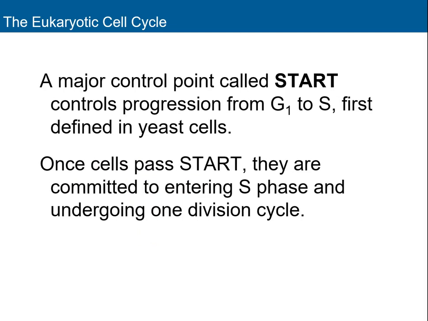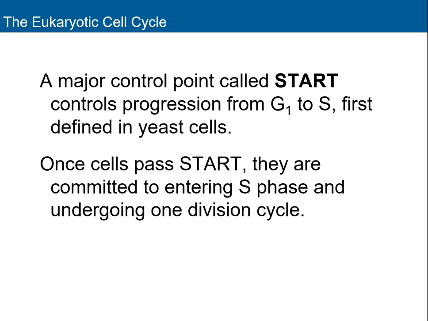Here it says a major control point called start will control progression from G1 to S. This start control point was first described in yeast cells, and a lot of what we know about the cell cycle was done in yeast cells. They're very easy to generate mutants in these cell cycle regulators to determine what the function is. So there's a lot of information that we gained from studying yeast cells. Once cells pass this start, this major control point, they're committed to entering S phase and going through the whole cell cycle from there. A cell does not want to progress into replicating its DNA, which requires lots and lots of resources, if it's not going to go through and divide. So that's the one main checkpoint.